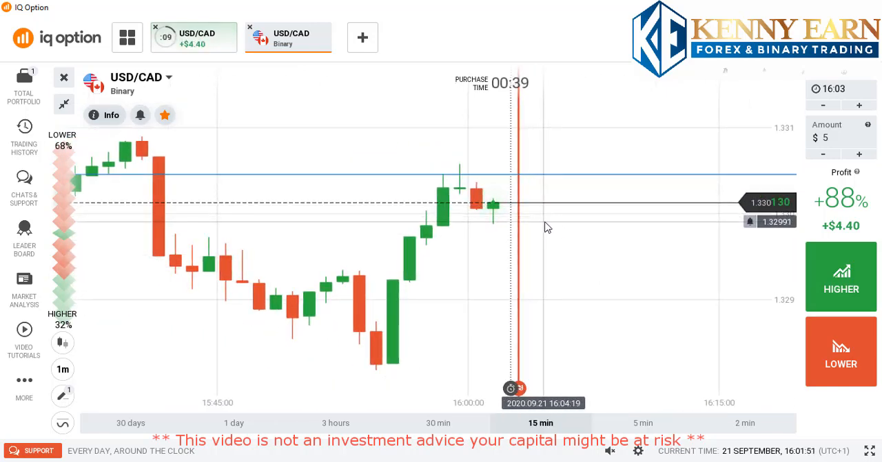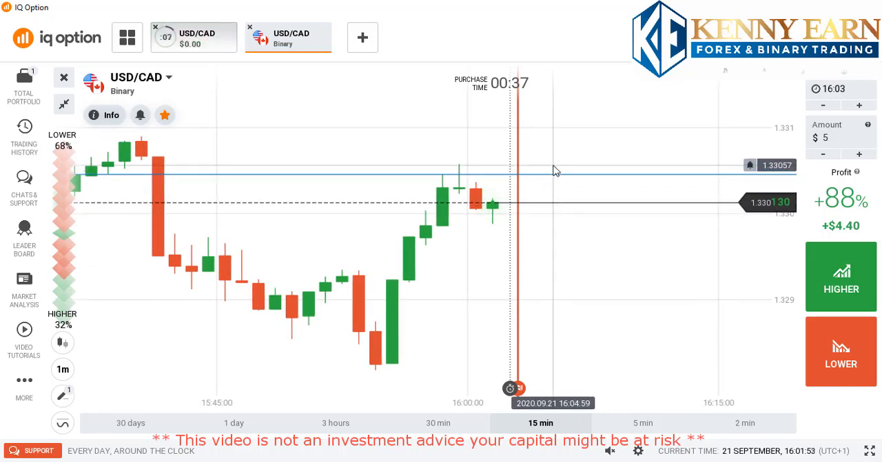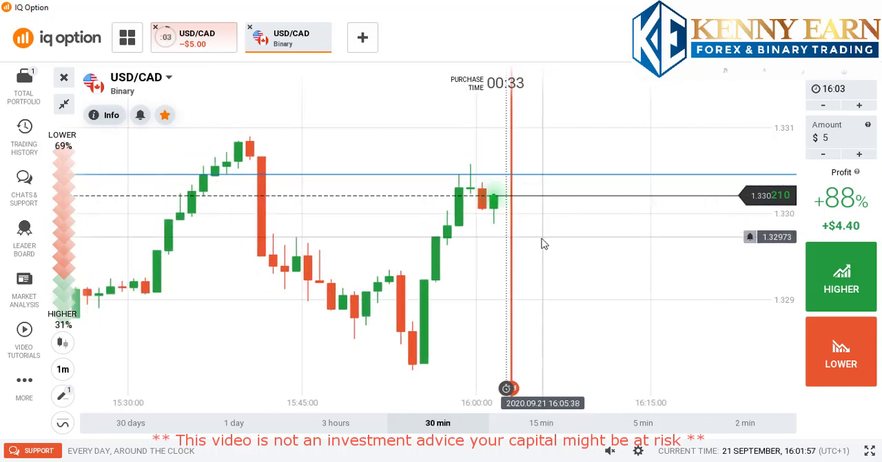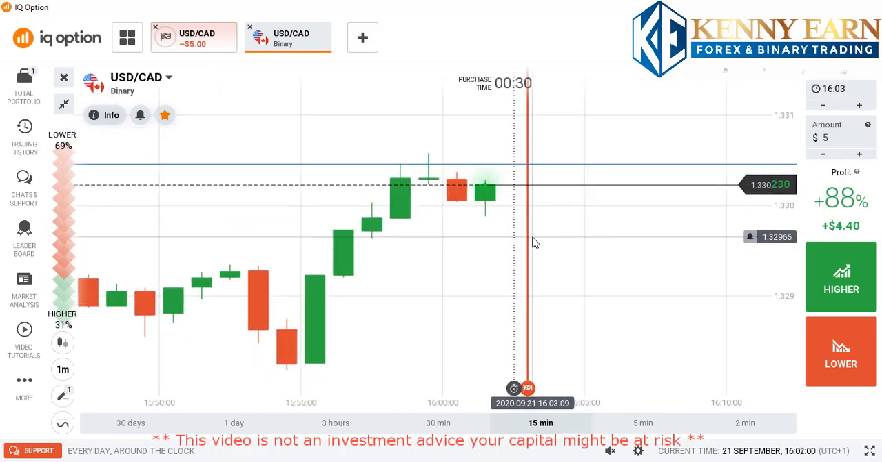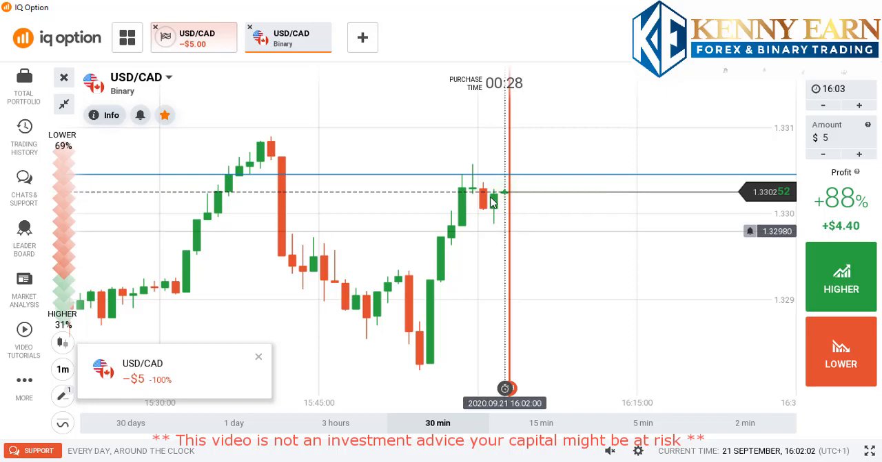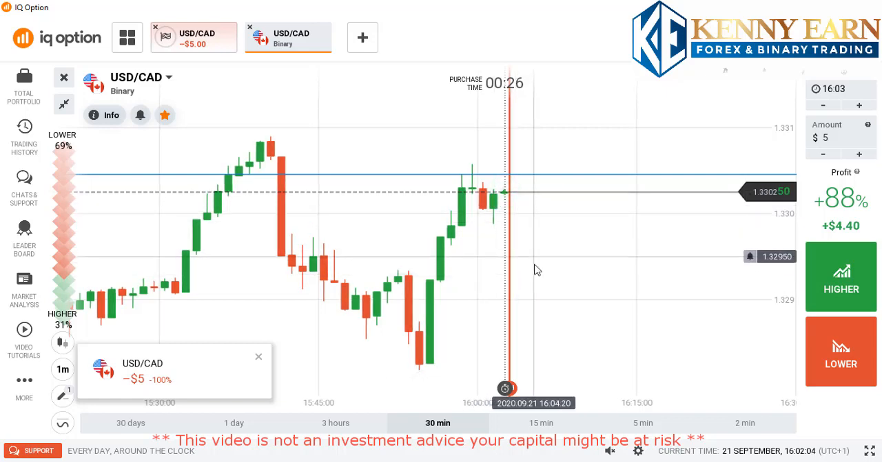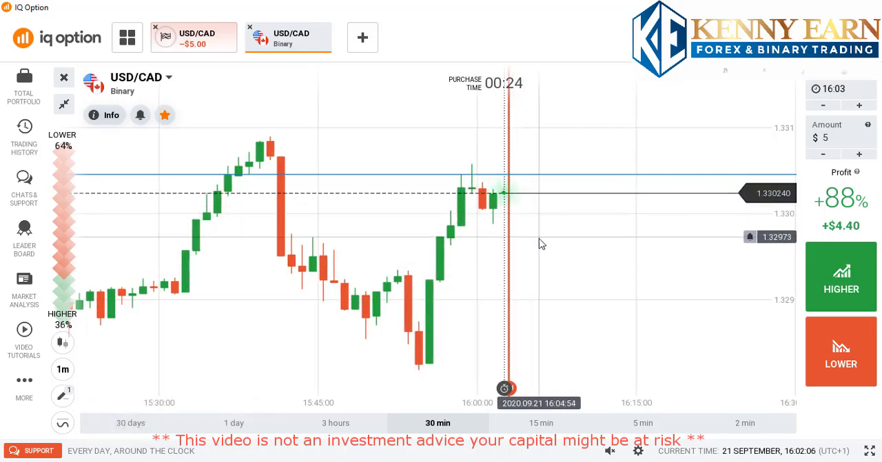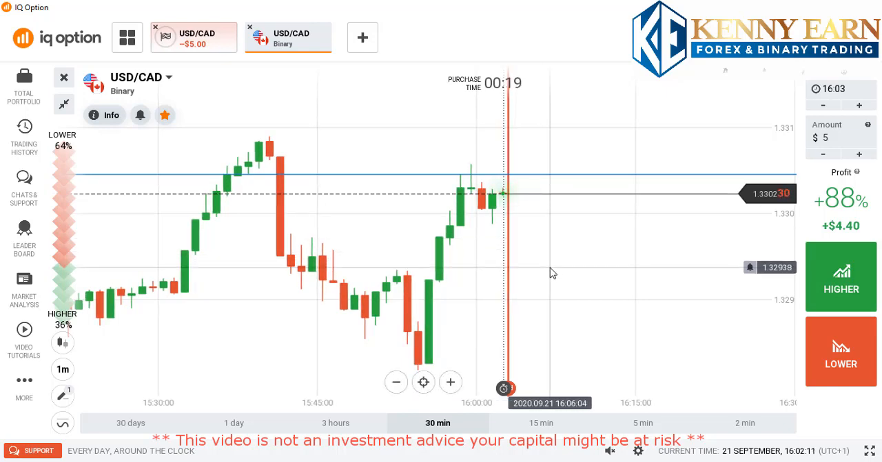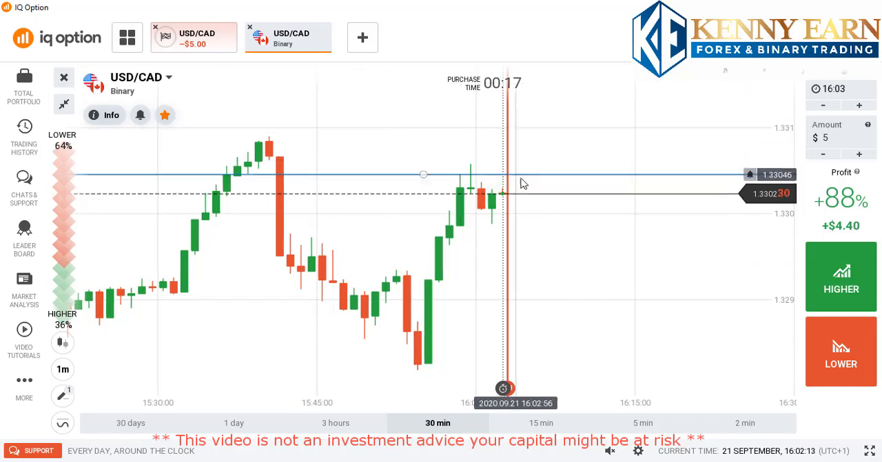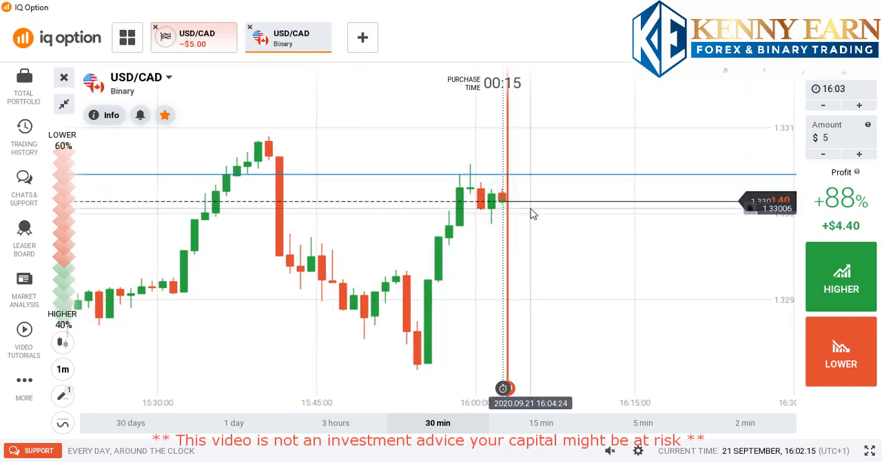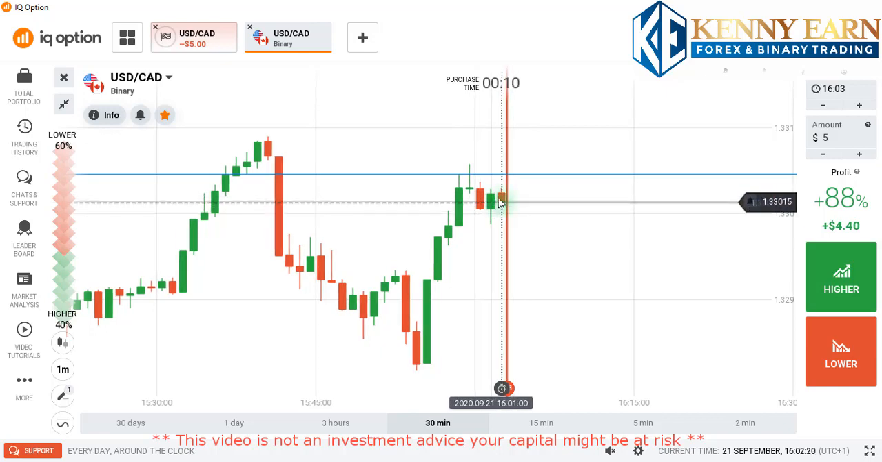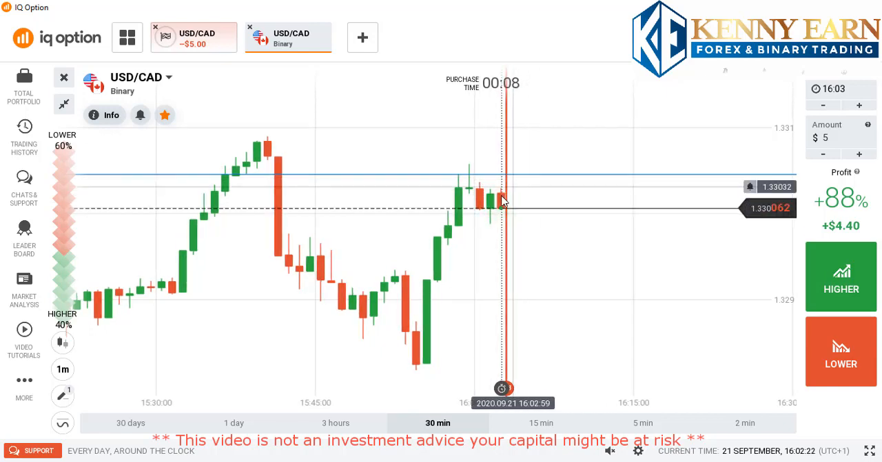Okay, we have a few seconds more. Okay, we had a hammer candlestick there, a strong hammer candlestick, and we lost that trade. So maybe we'll take our time and observe the markets before we place the next trade. Or maybe the market wants to go into consolidation because this is an area.